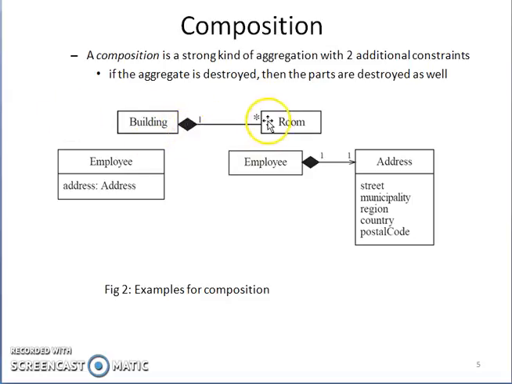Suppose there is an aggregation between building and room. Now when rooms are destroyed, obviously the building will not exist. So this is a composition. The other example is employee and address. When addresses are removed, the employee need not be present. Suppose this is an aggregate, employee is an aggregate of the addresses.